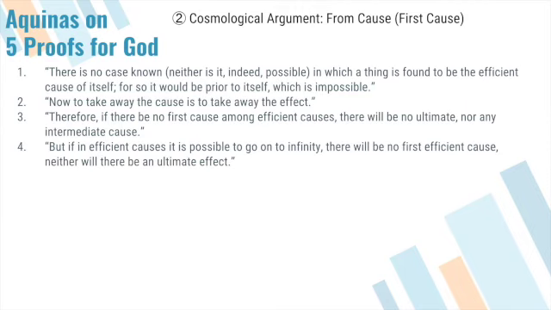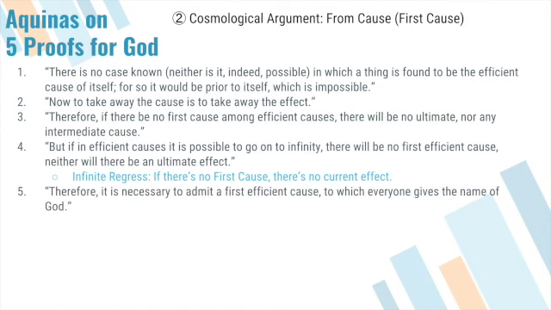This is saying a similar kind of thing as number 3, about an infinite regress. If there's no first cause, there's no current effect. He says, therefore, it is necessary to admit a first efficient cause, to which everyone gives the name God, right? So this is the same structure of the argument as the previous one, which is why it's also called a cosmological argument. The first one talked about motion, and this one is more broadly talking about causation, right?